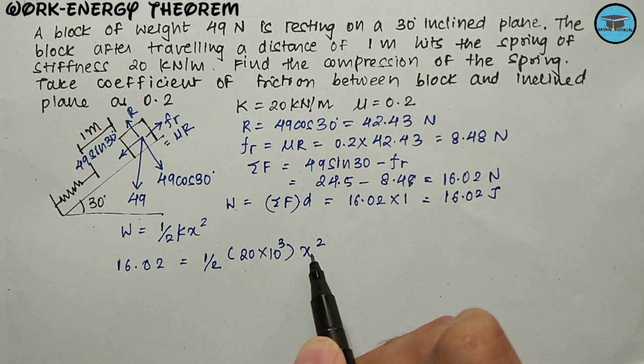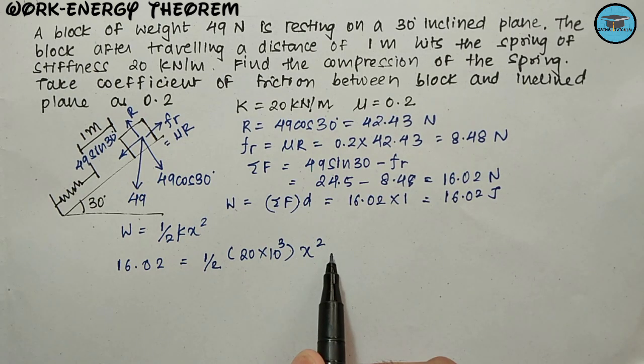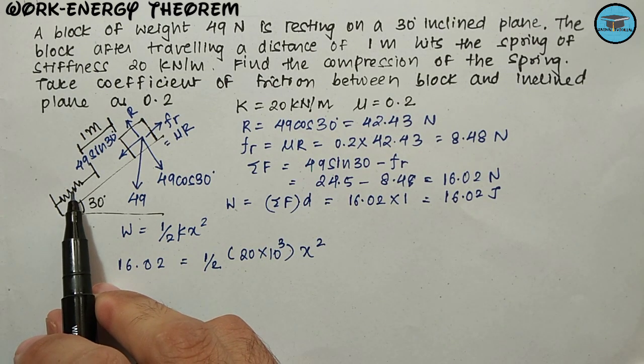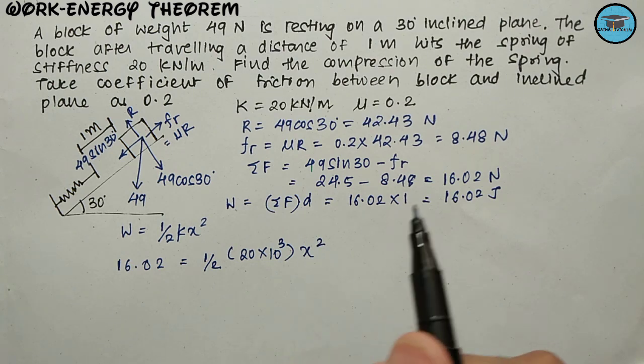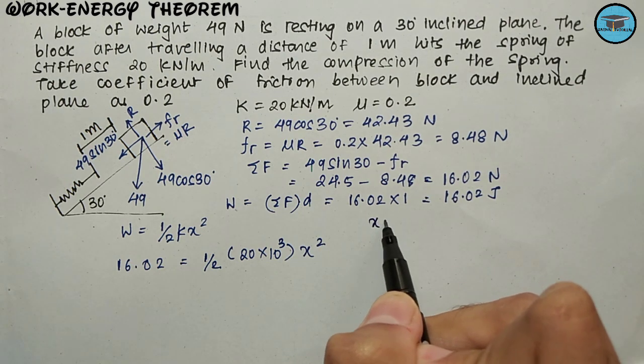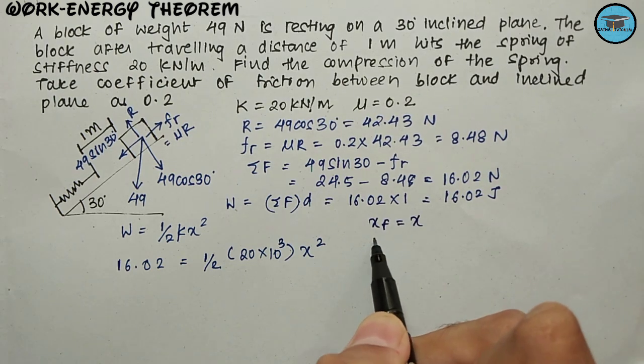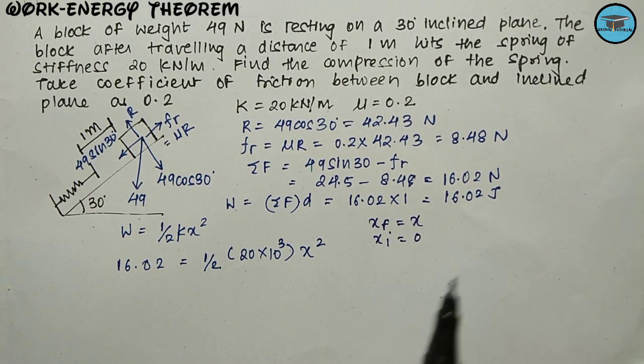Actually, instead of x square, it is xf square minus xi square, and the initial compression is 0, so xf we are taking as x only. So let us note it, xf is equal to x and xi is 0, initial compression is 0.